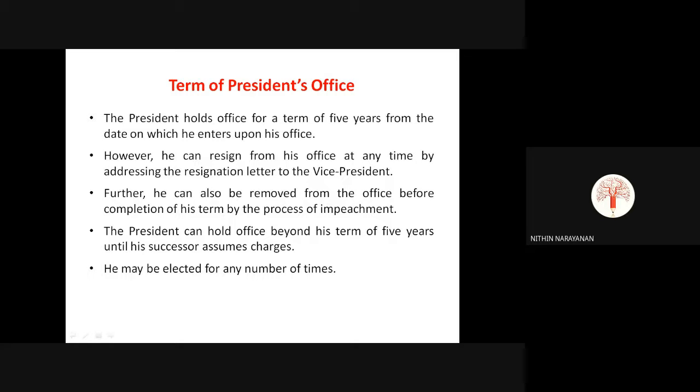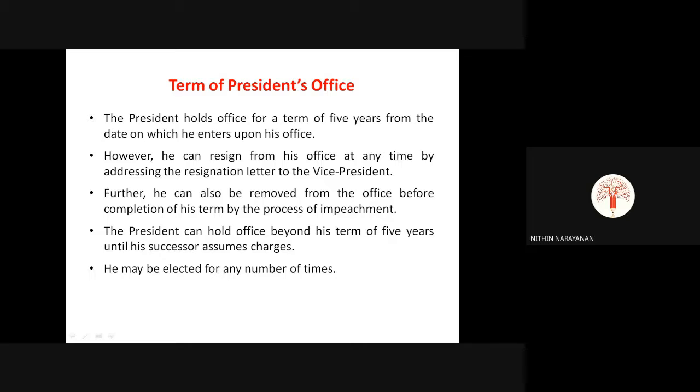However, he can resign from his office at any time by addressing the resignation letter to the vice president. So if a president needs to resign from his office, to whom does he need to give the resignation letter? He needs to give the resignation letter to the vice president.